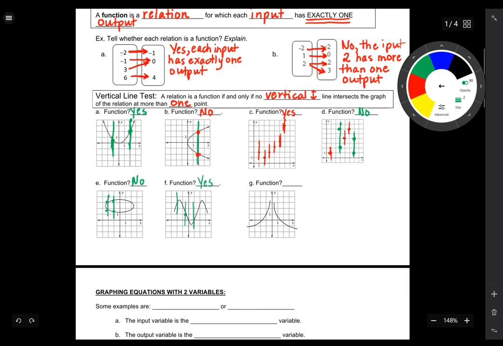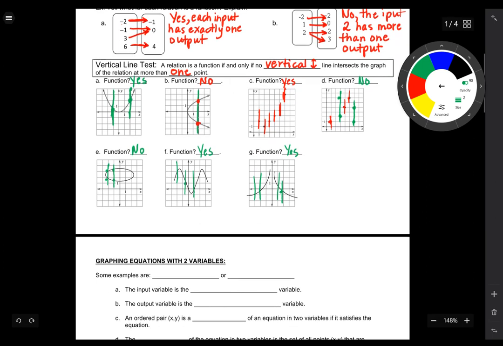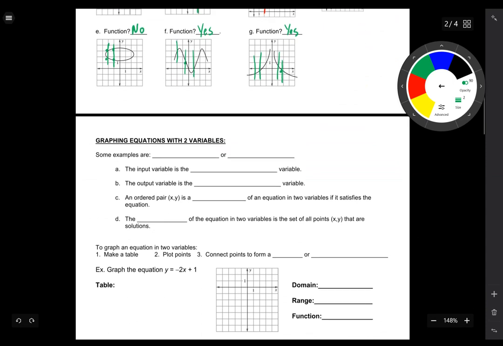And then lastly, G. Again, draw as many lines as you want to convince yourself. But notice everywhere it only touches the graph at one spot. So yes. And that is the first page of our notes.